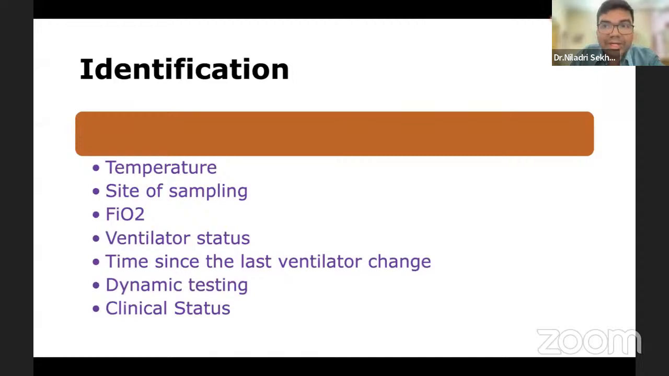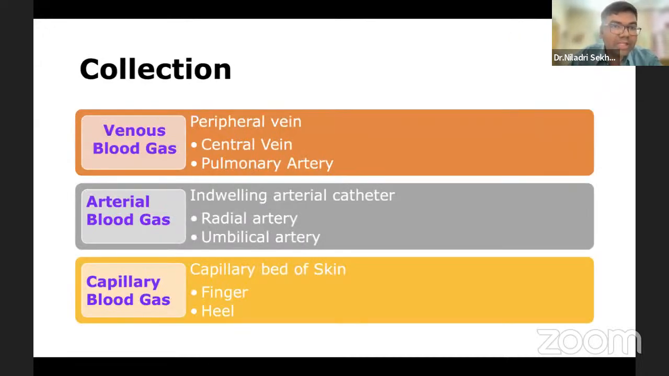Next is clinical status. Clinical status is of utmost importance. What do you mean by clinical status? What is the clinical history? Whether the patient is having a problem because of vomiting, diarrhea, or whether the patient is hyperventilating. Especially in case of a small child, when you are taking a blood sample, the child is crying vigorously, they can have less PCO2 because of that. These are the important things you should always know and always mention before you do a blood gas.